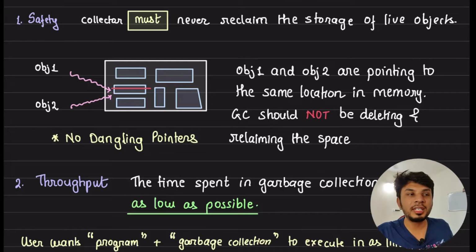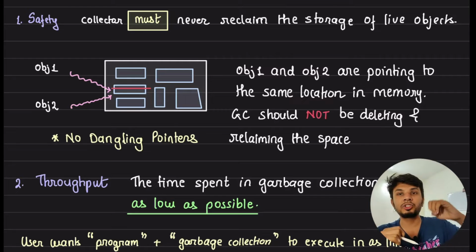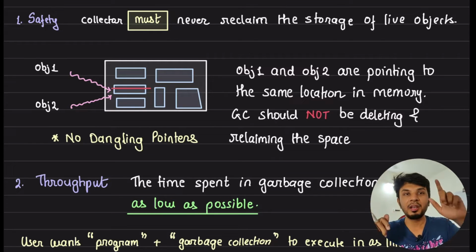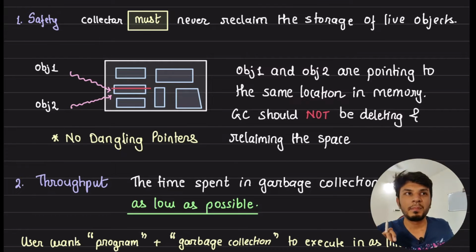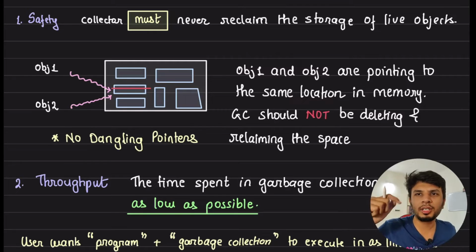So what we want is 0 dangling pointers. If 2 objects are referring to a particular place in memory, it means it's live, so automatic garbage collection cannot delete or reclaim this space. This is something a garbage collector should be doing. You say that a garbage collector is safe when it does not delete an object which is live. But like I said, on safety it might rank low or it might rank high.